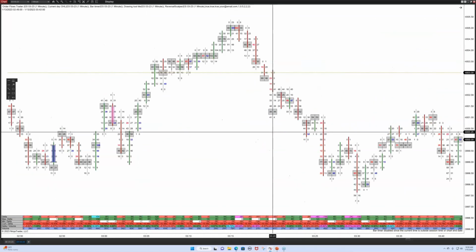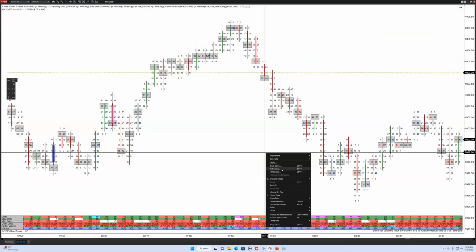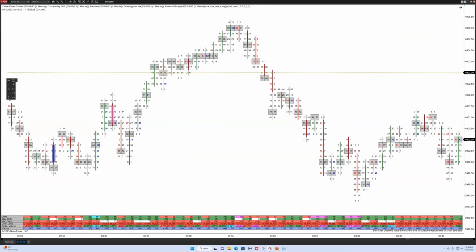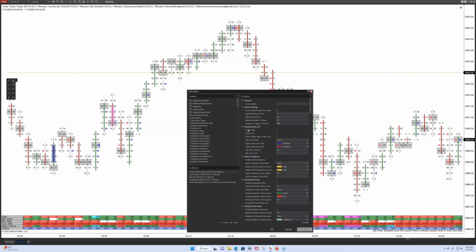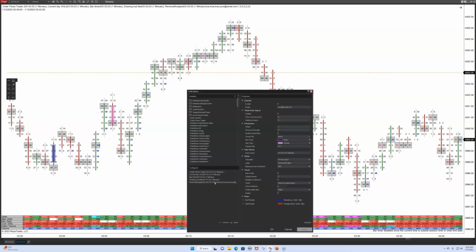This is the overnight session. So yeah, that's the E-minis. That is the ES 1 minute chart. And again, the settings on that is just trade entry signal on with a strength of 2.